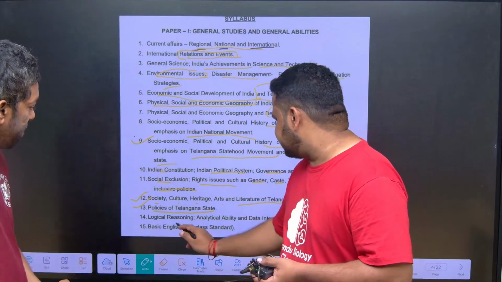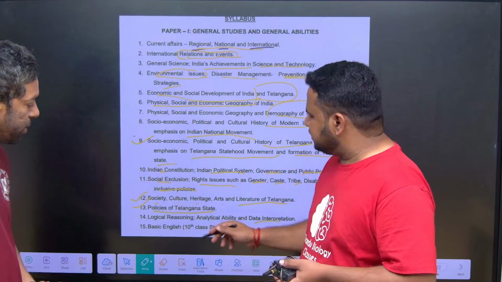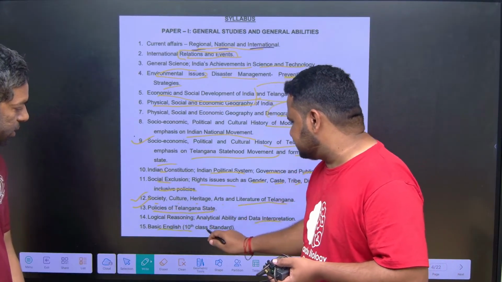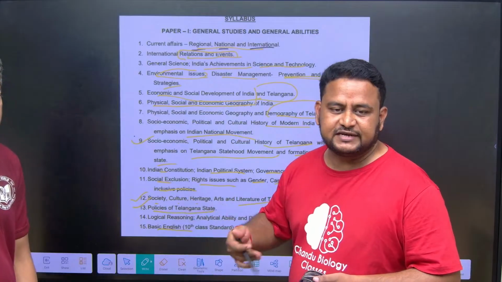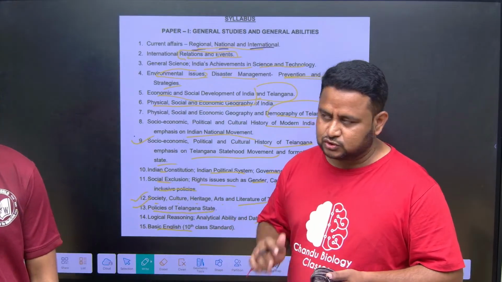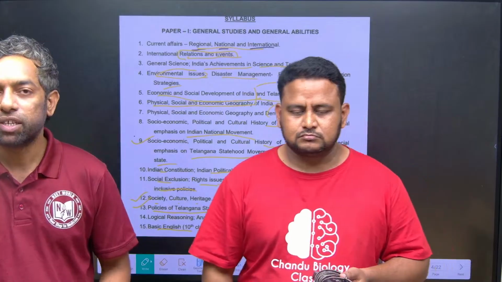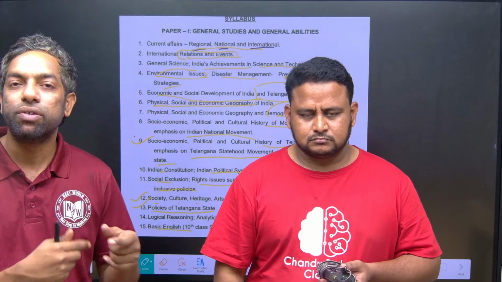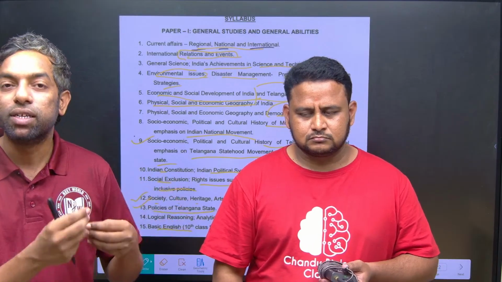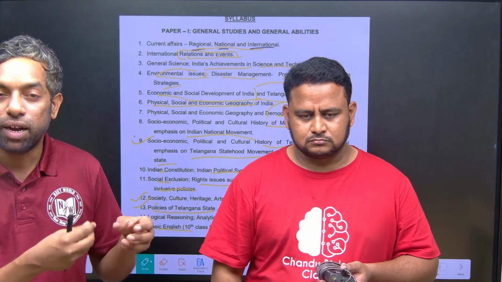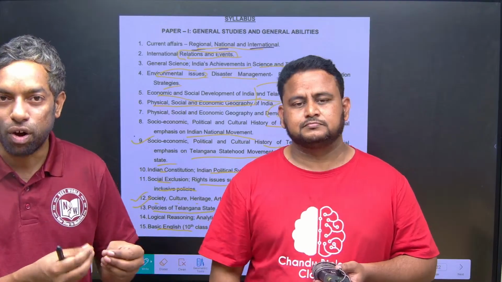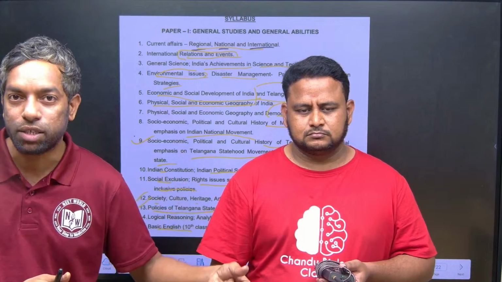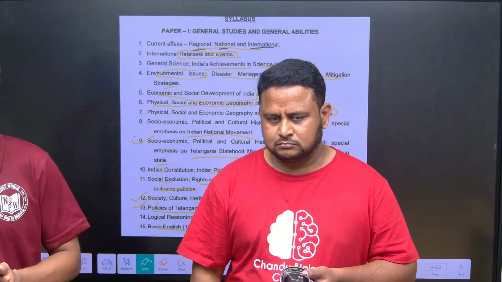Next, coming to logical reasoning, analytical ability, data interpretation. When we discuss the topic in depth, I'll tell you what topics are to be covered. And basic English. This also has high weightage and it is very easy to score. If you go through the previous 10 years' papers of all kinds of exams at 10th standard level, you just have to focus on spelling mistakes, tenses, or grammatical mistakes, like direct and indirect speech. These kinds of questions they can ask you.